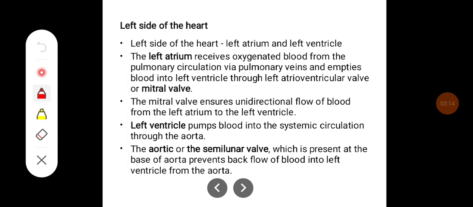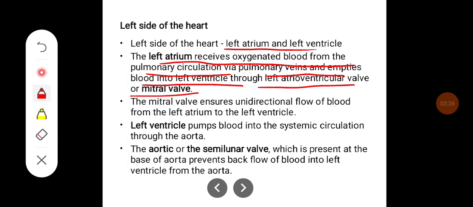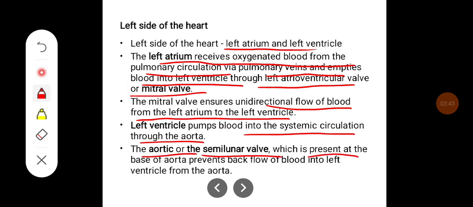The left side of the heart, that is the left atrium and the ventricle. The left atrium receives oxygenated blood from the pulmonary circulation via pulmonary veins and empties into the left ventricle through the left atrioventricular valve or mitral valve. The mitral valve ensures unidirectional flow of the blood from the left atrium into the left ventricle. The left ventricle pumps blood into the systemic circulation through the aorta. The aortic or semilunar valve, which is present at the base of the aorta, prevents backflow of blood into the left ventricle from the aorta.